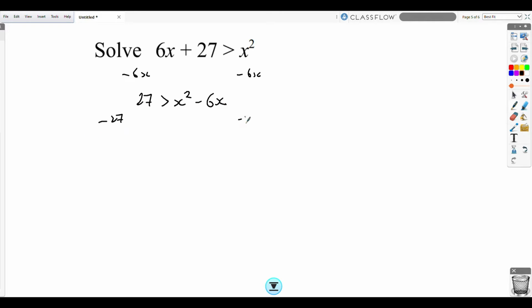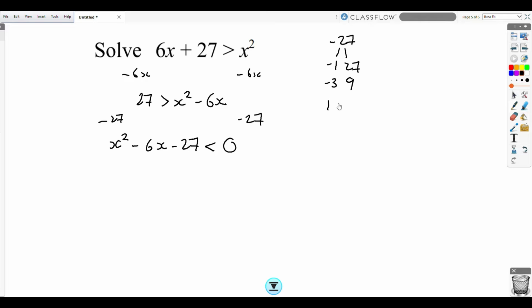Now what you want to be careful with, because I'm going to rewrite this with the x squared at the beginning, you want to make sure you get the inequality the right way around. We know it was a less than when it was next to the x squared, so it's going to be a less than 0. Now we try and solve it. Are there any factors of minus 27 that give me minus 6? Let's check. So I've got minus 1 and 27, minus 3 and 9. That doesn't work. So let's try the other ones.